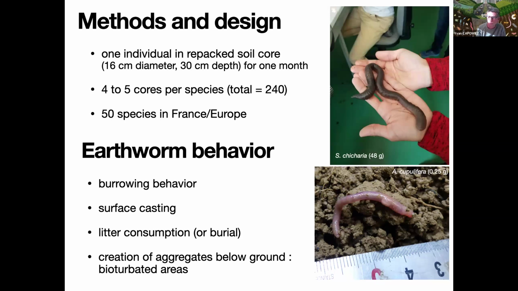Okay, and what is necessary now is to study burrowing behavior, casting behavior, litter consumption, and of course, what the worm is also doing below ground. It means making casts, for example, and we call that bioturbated area to separate surface casts from below ground casts.